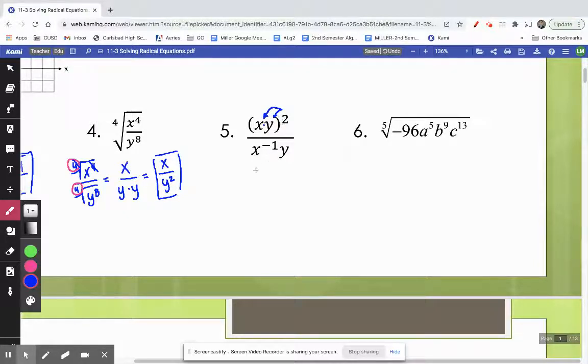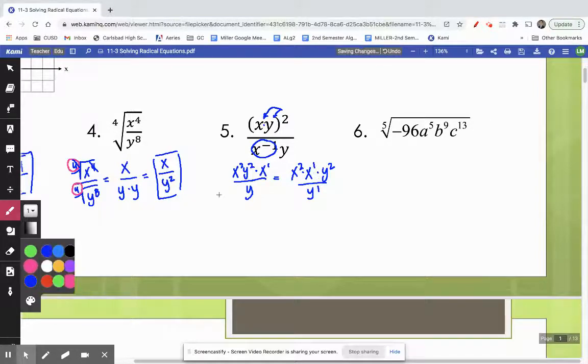But we're going to have x squared, y squared over x to the negative 1. We're going to flip that, right? Reciprocal is going to move to the top and become x to the positive 1. And then I have that y on the bottom. From here, my properties say, I'm just going to rewrite it like this: x squared times x to the first times y squared over y to the first.